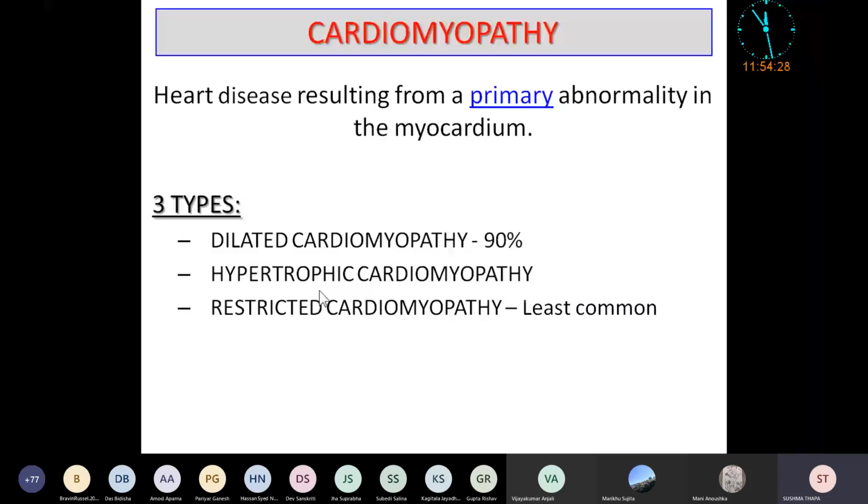The cardiac muscles. Cardiomyopathy is generally of three types. Dilated cardiomyopathy, in short DCM. Next is hypertrophic cardiomyopathy. Next is restrictive cardiomyopathy, the least common. And among these three, dilated cardiomyopathy is the most common one.